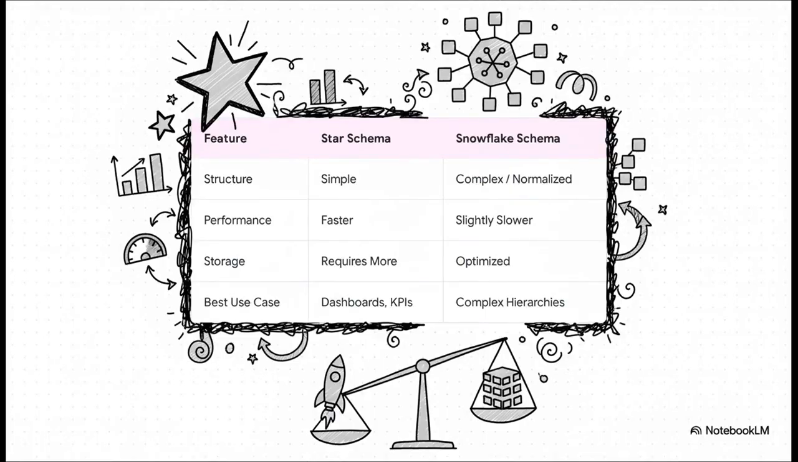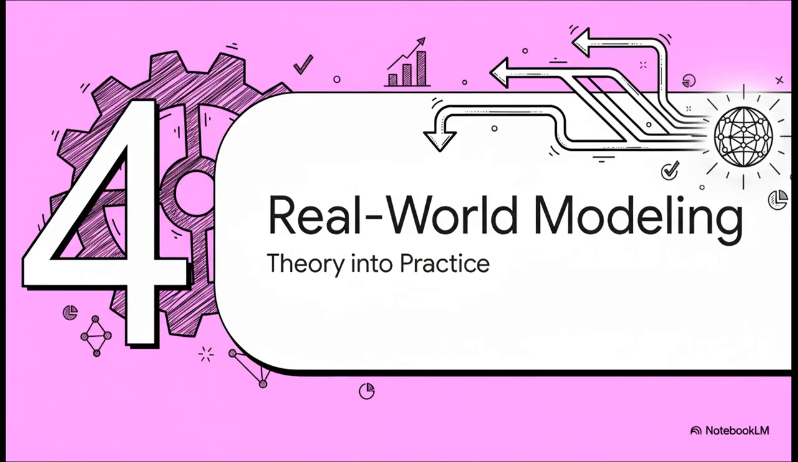So, which one do you pick? It's all about trade-offs, right? Star Schema is simple, it's fast. It's going to be your go-to for most dashboards and your everyday analytics. Snowflake is more complex, a little slower to query, but it's great if you're trying to save every last byte of storage, or if you have these really complicated hierarchies in your data. At the end of the day, it's all about picking the right tool, the right blueprint, for the specific job you're trying to do.